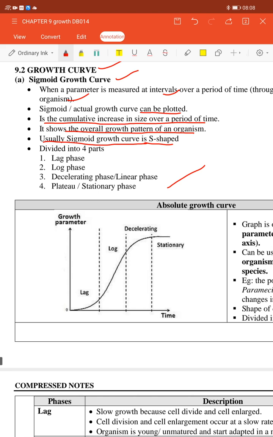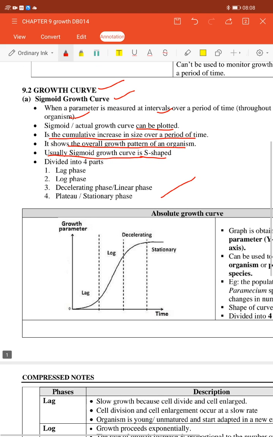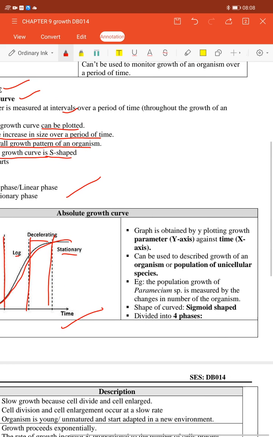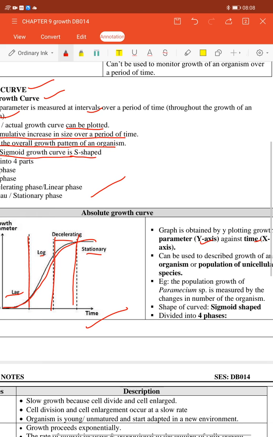Okay, so we go to the graph. Here basically is the sigmoid growth curve. As you can see, it is S-shaped and it is divided into 4 phases: lag, log, decelerating, and stationary. The graph is obtained by plotting the growth parameter on the y-axis against time on the x-axis and can be used to describe the growth of an organism or population of unicellular species.